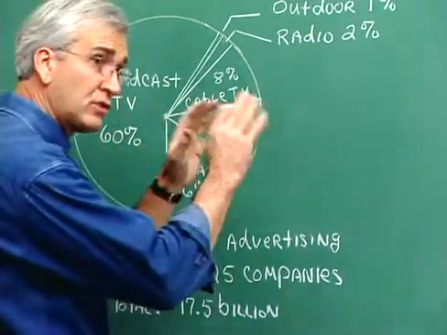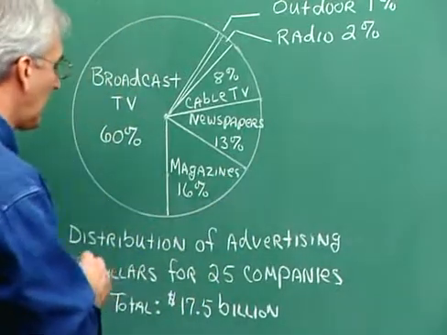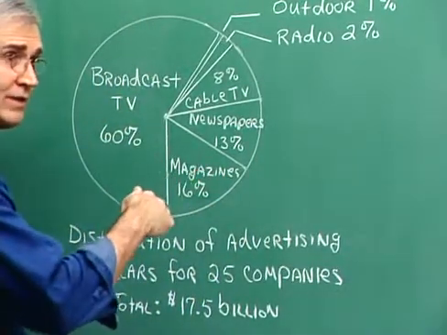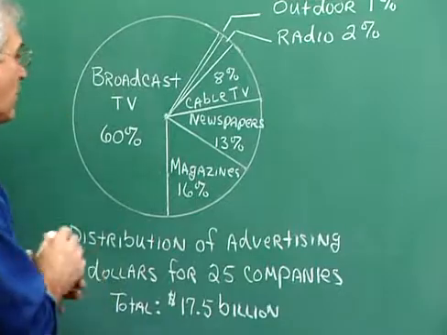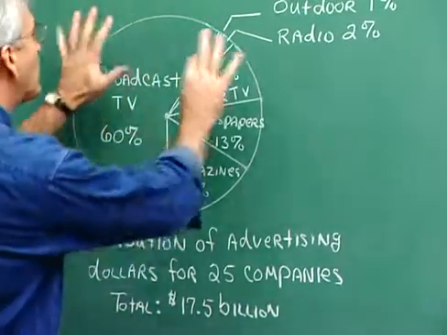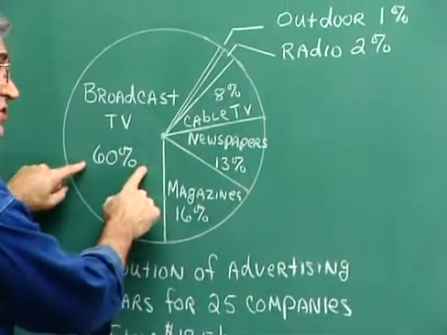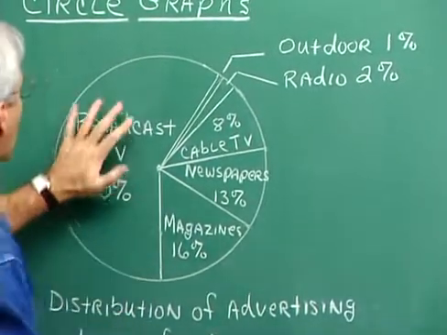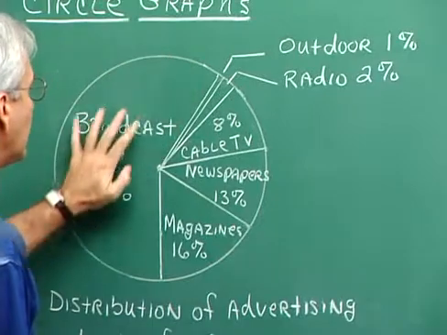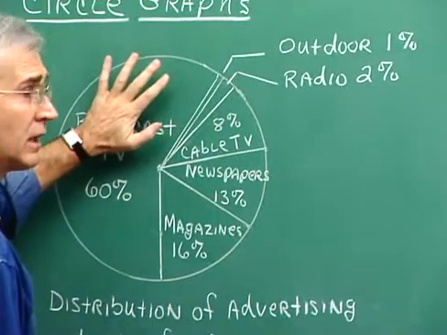So our answers when we do problems are going to be just a little bit different as well. In the book, the total is $17.8 billion. I made it $17.5 billion. All right, at any rate, what we're seeing here is that broadcast television is 60% of that total. So by far, broadcast TV advertising is the most prominent kind.